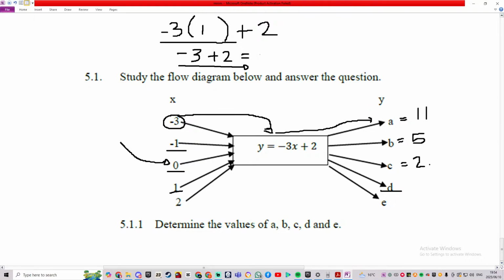Minus 3 plus 2. Minus 5. Minus 3 plus 2 is minus 1. So that's equal to minus 1, right?